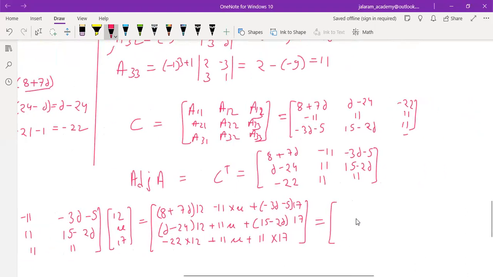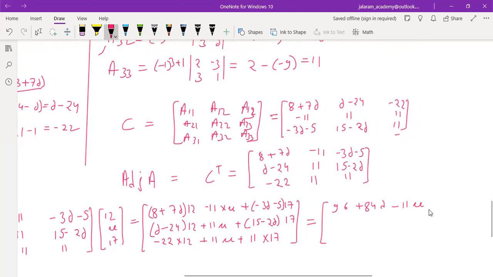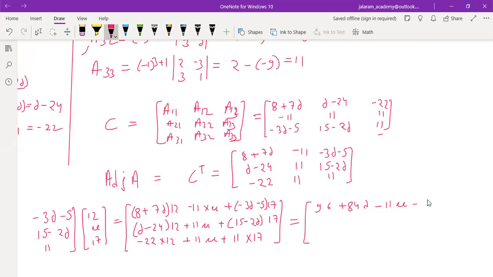Finally, we get 96 plus 84 delta minus 11 mu minus 17 into 51 is 51 delta minus 85. Then 12 delta minus 24 into 12 is 288, plus 11 mu plus 17 into 15 is 255, minus 34 delta.